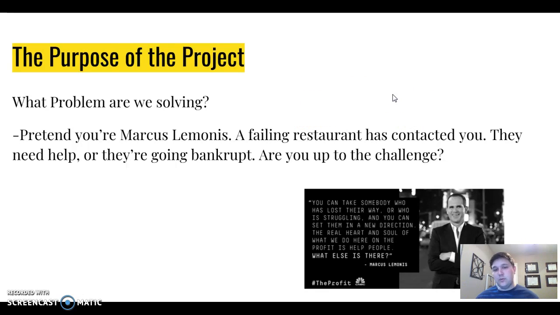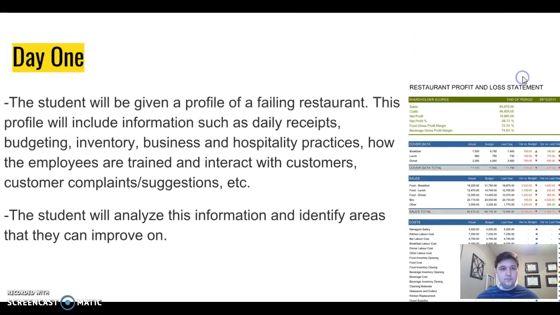Here's this quote from Marcus. "You can take somebody who has lost their way or who is struggling, and you can set them in a new direction. The real heart and soul of what we do here on The Profit is help people." That's what we're doing. That's what I want my kids to do. They're going to be a fixer. They're going to go in and figure out, based upon what they've learned in their own class, using strategies and skills that they've learned, to take this failing business and turn it profitable.